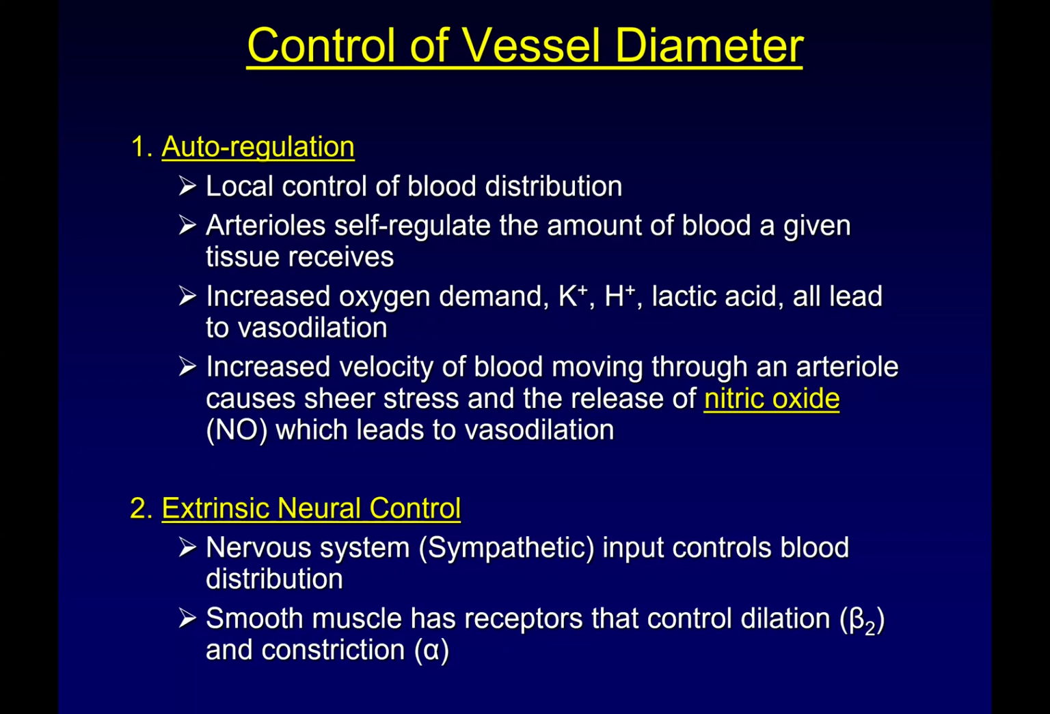Increased demand for oxygen, increased concentrations of potassium, changes in pH to become more acidic, and lactate all lead to vasodilation. What they signal is smooth muscle in those arterioles to relax, vasodilate, and allow more blood to come to that particular tissue. It changes the resistance to flow. So for the same blood pressure, we're now going to get more flow to that particular tissue.